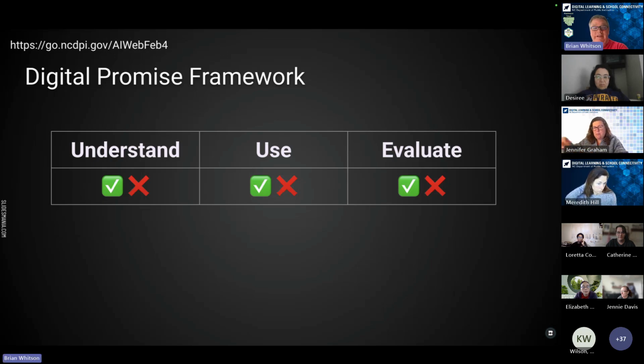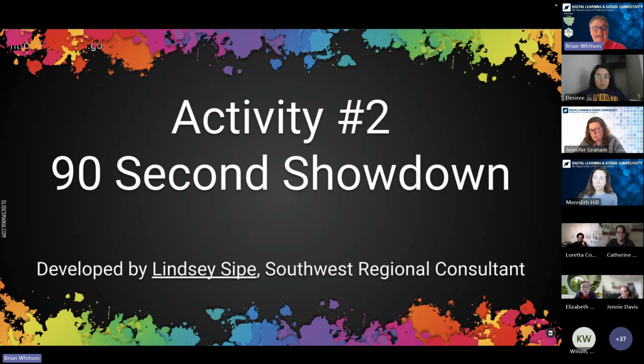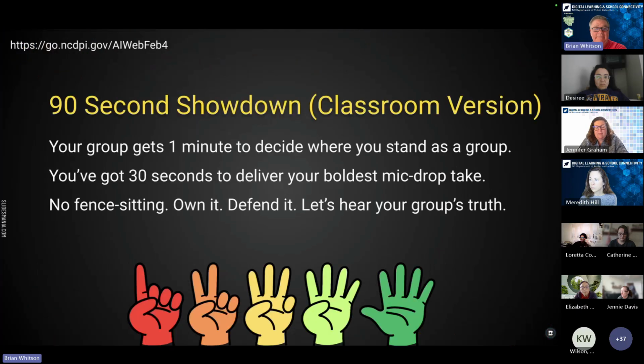All right, with that said, we're going to go to activity 2 now. This was developed by Lindsay Sipe, who's their Southwest regional consultant, and this is a super great activity. Again, we're wanting to see, are we going to use, understand, and evaluate? If you're face to face, I've given you the directions here. Each group, which I'll make groups of about 3 to 5, will discuss where their group falls on a topic, and then they'll have 30 seconds to deliver their boldest mic drop take. We wanted to hear what your group's thought was on this.